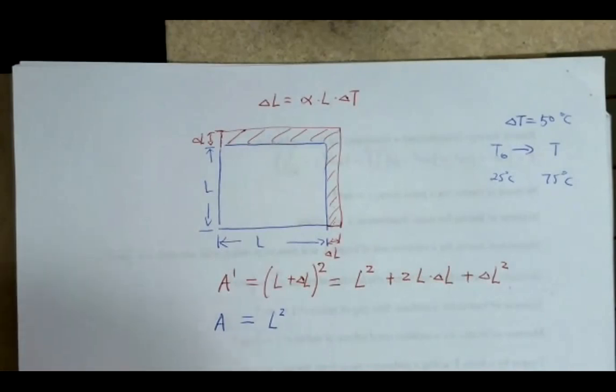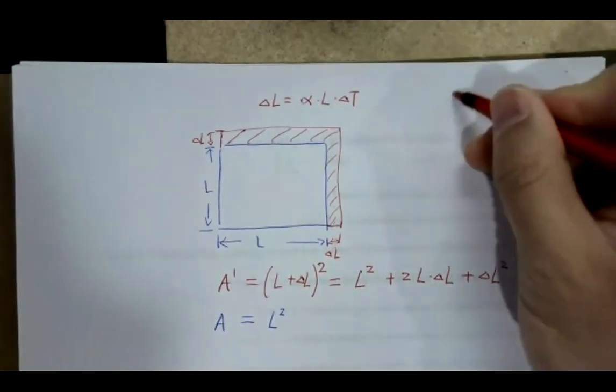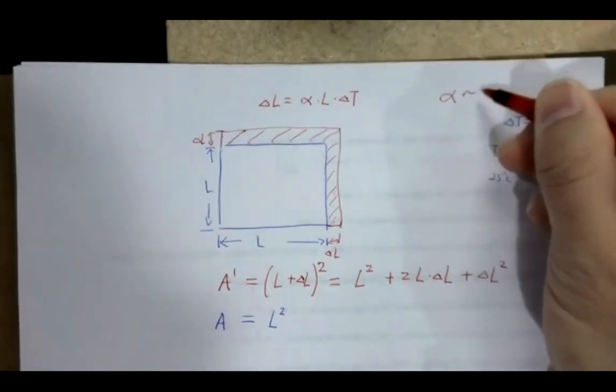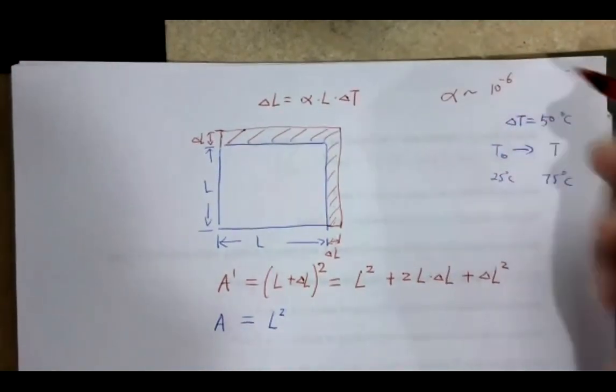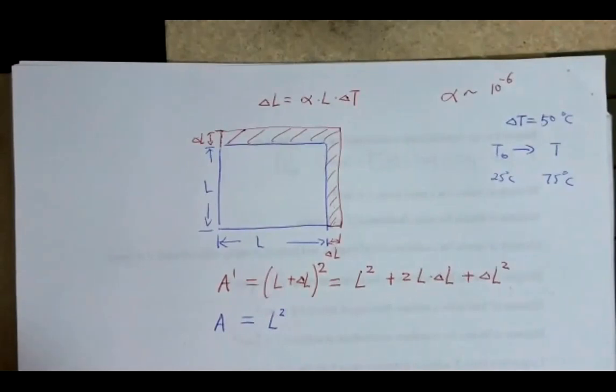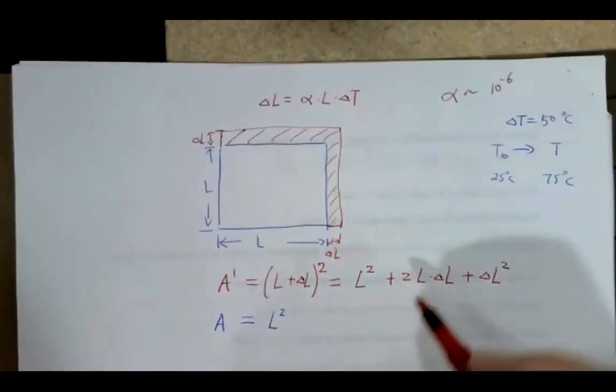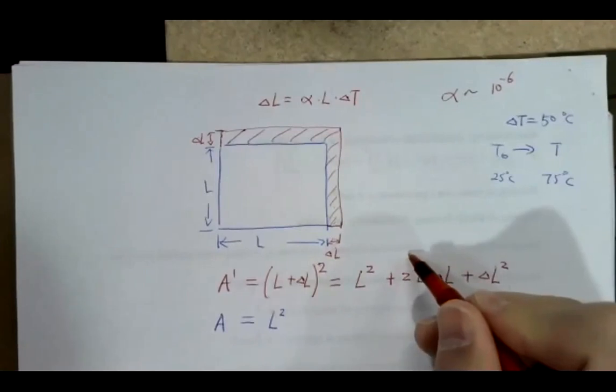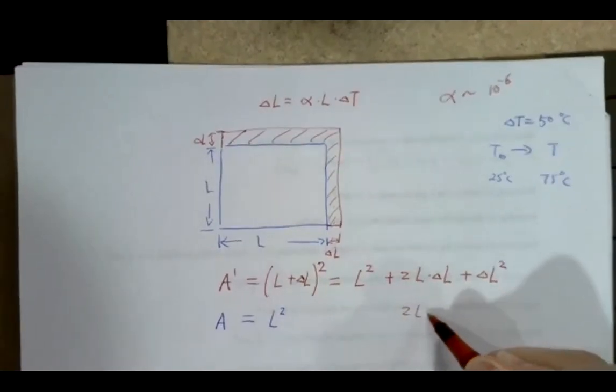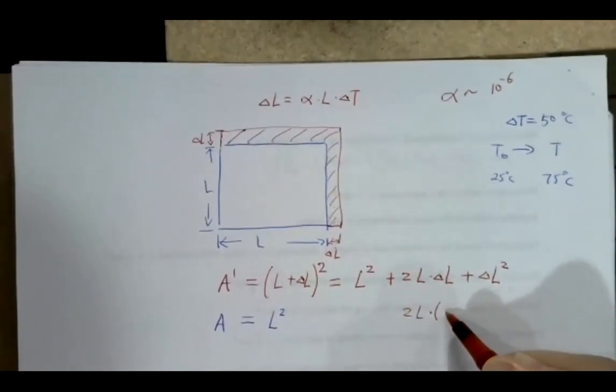All right. And we know that alpha is on the order of 10 to the minus 6, right? So this is something like 2 times L times a number, say, let me see.